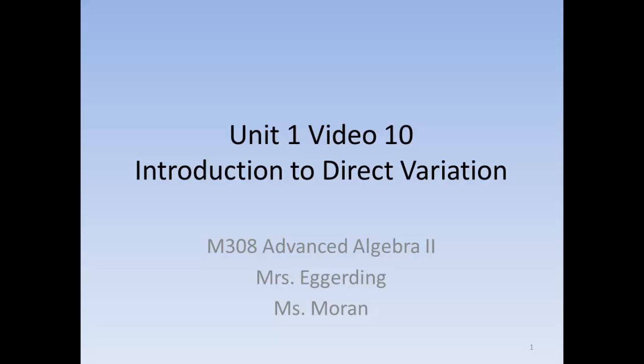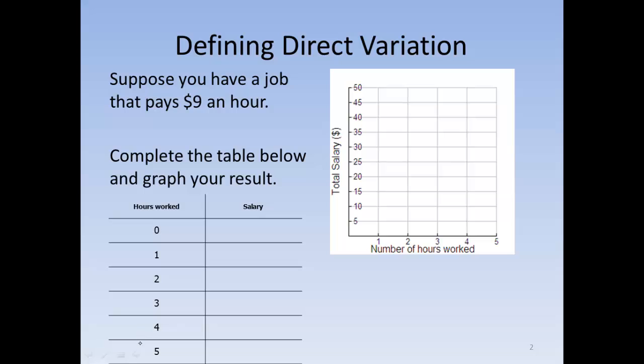We've been spending time talking about slope and graphing linear functions, and all of those functions have a foundation in what's called direct variation. So let's get to know it a little bit better. First of all, what is direct variation? Well, the best example we can come up with is talking about having a job that pays an hourly wage. If we use that hourly wage, $9 an hour, if you work 0 hours, you make 0 money. If you work 1 hour, you make $9. If you work 2 hours, you make 18, and so on.